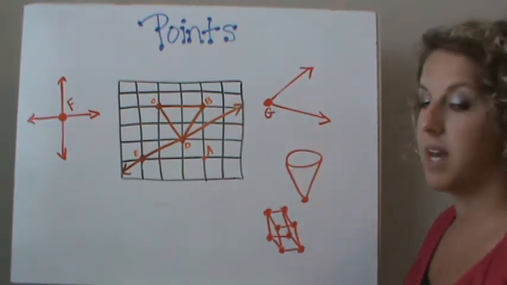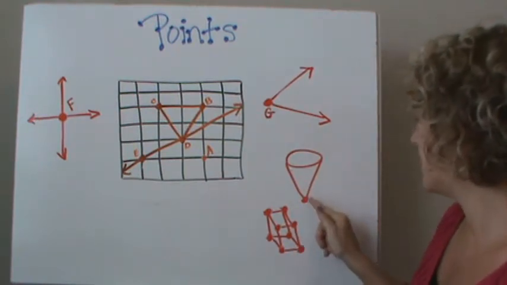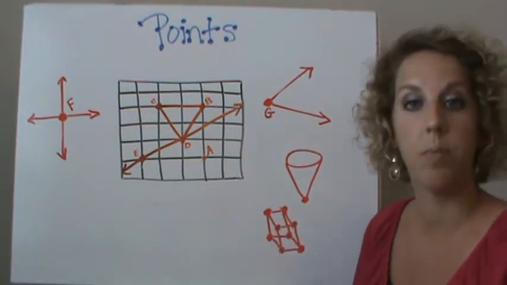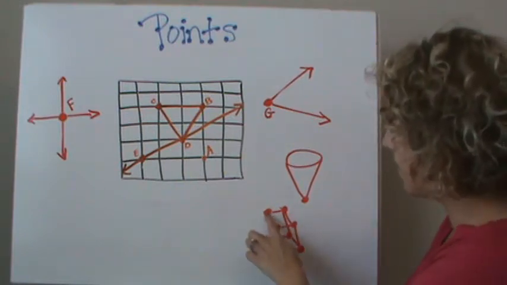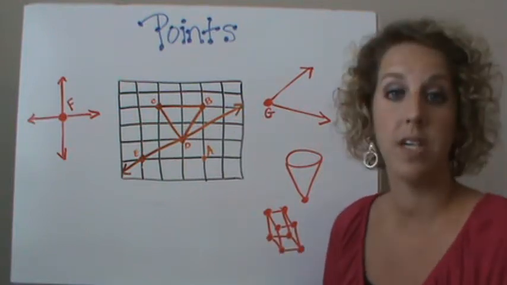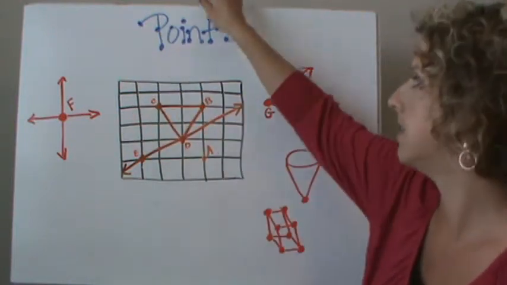Here's, say, maybe an ice cream cone has a little point on the end. And if you think about a cube, if you feel a cube, has several points on the ends. So those are examples of points.